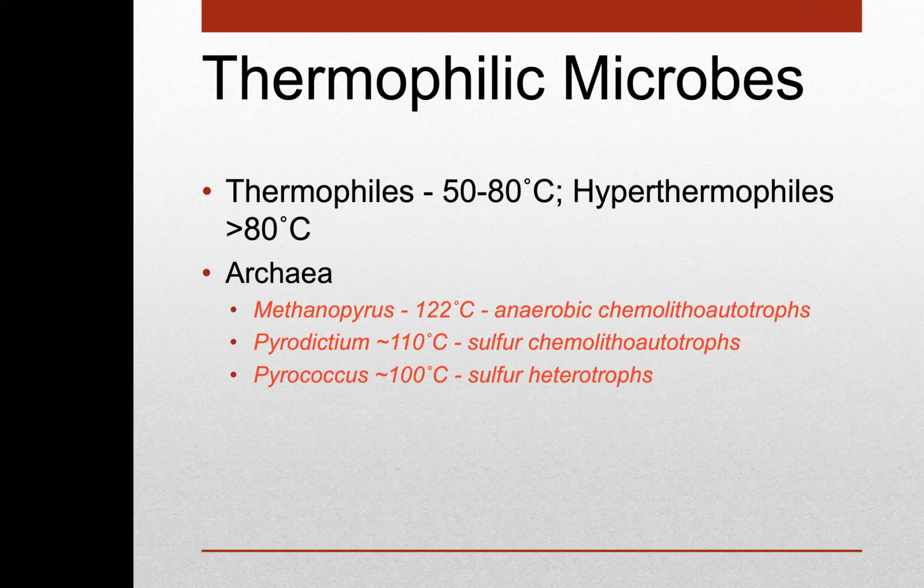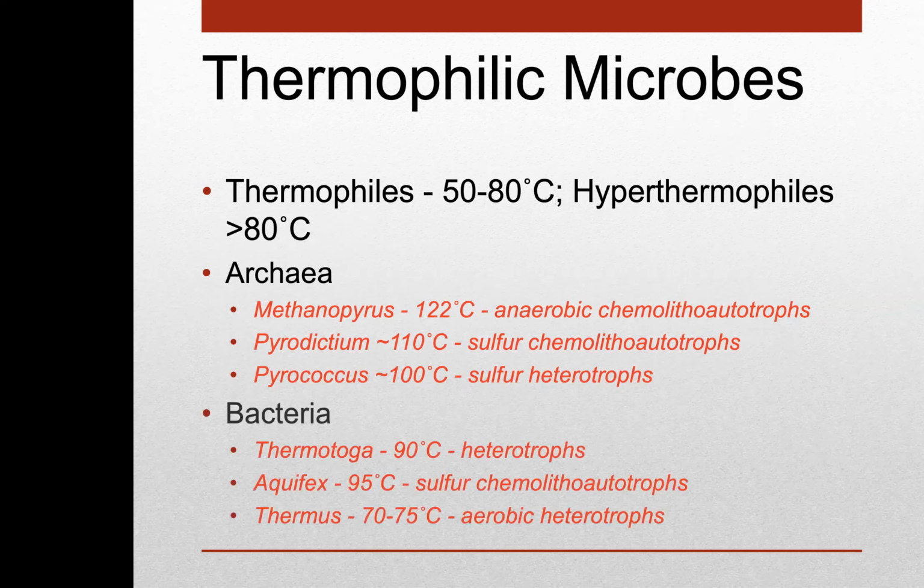Okay, but not to be outdone, the bacteria, they may not go over 100 C, but there's some really high temperature stuff. And in fact, this Aquifex is very common in some of those hot springs I was showing you in Yellowstone National Park. And they also are chemolithoautotrophs, sulfur chemolithoautotrophs. They're also found in deep sea habitats. Thermus. So who has heard of Taq polymerase? What does that do? It's used in the PCR.